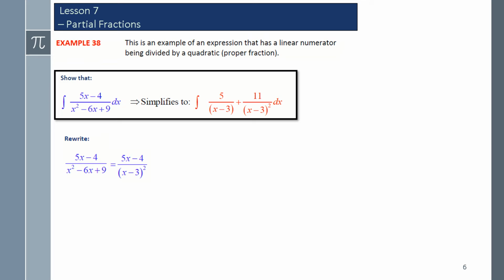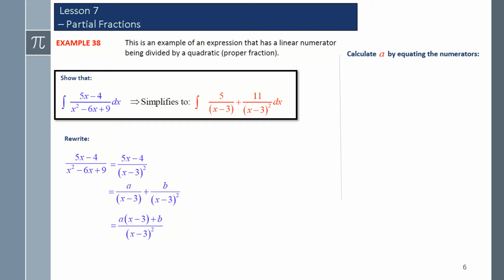Now, applying our principles of partial fractions, that can be written as A over (x - 3) plus B over (x - 3) all squared. To make these like denominators, let's multiply this first fraction by (x - 3) over (x - 3). Now we have a common denominator. Calculate A by equating numerators. So let's equate this with this.